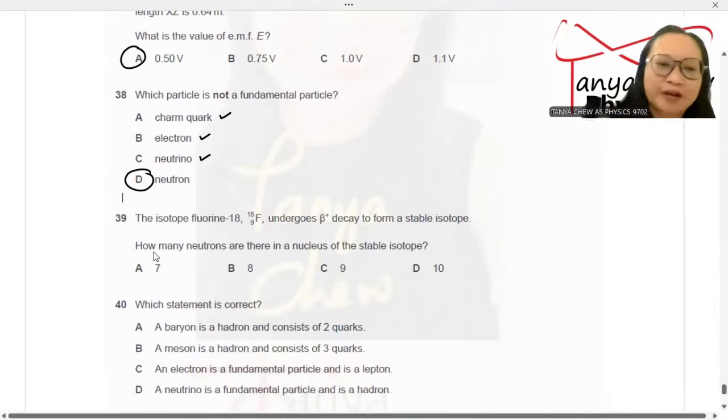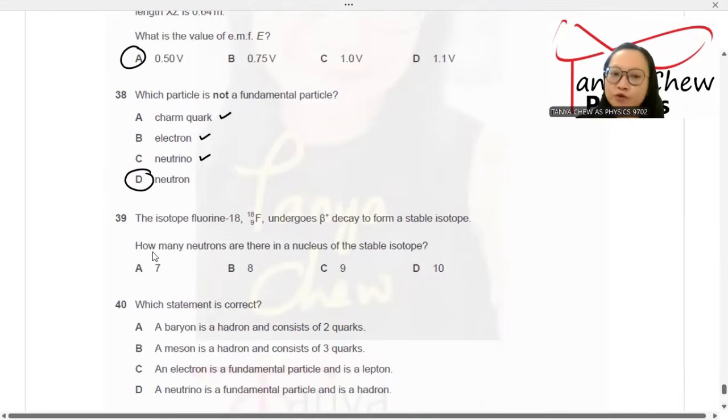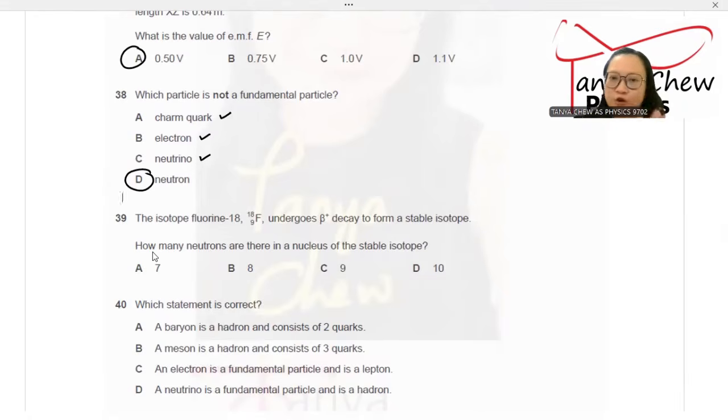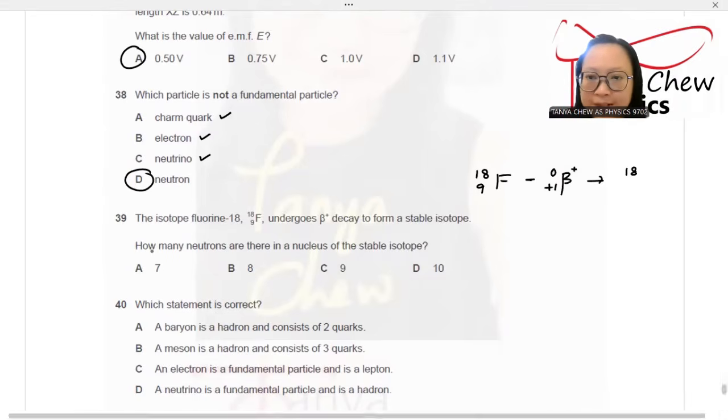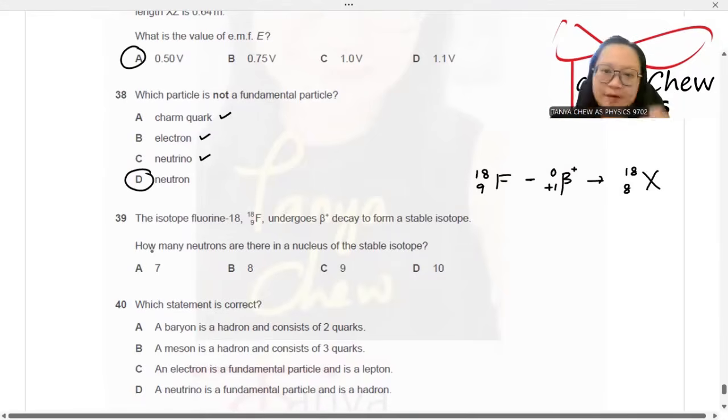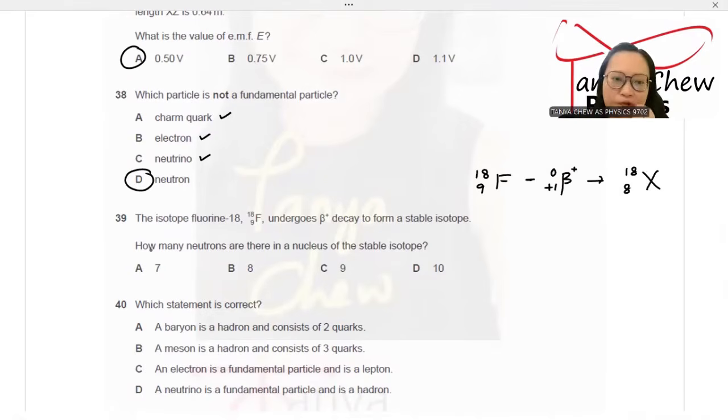39, the isotope fluorine-18 undergoes beta plus decay to form a stable isotope. How many neutrons are there in a nucleus of the stable isotope? So you have to form the equation first. 18, 9, F, decays, 0, positive 1, beta decay, to form 18, 9 minus 1, this is 8, isotope, I just put X. Is that okay? So you want to find the number of neutrons. It is your nucleon number minus proton number. You get 10. So D is the answer.